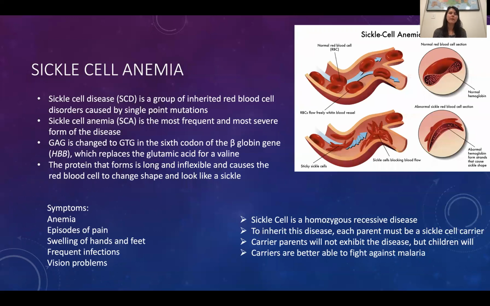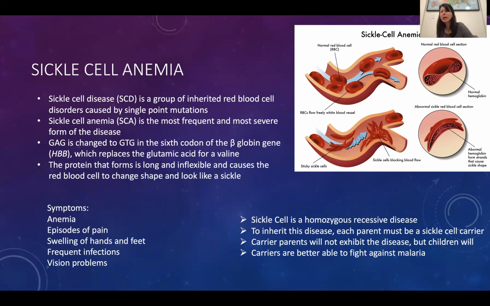So one example of a single point mutation is sickle cell anemia. Sickle cell disease is a group of inherited red blood cell disorders caused by a single point mutation. Sickle cell anemia is the most frequent and the most severe form of the disease. So, in sickle cell anemia, GAG is changed to GTG in the sixth codon of the beta globin gene, and that replaces the glutamic acid with valine. So, the protein that's formed is long and inflexible and causes the red blood cell to change shape and look like a sickle.